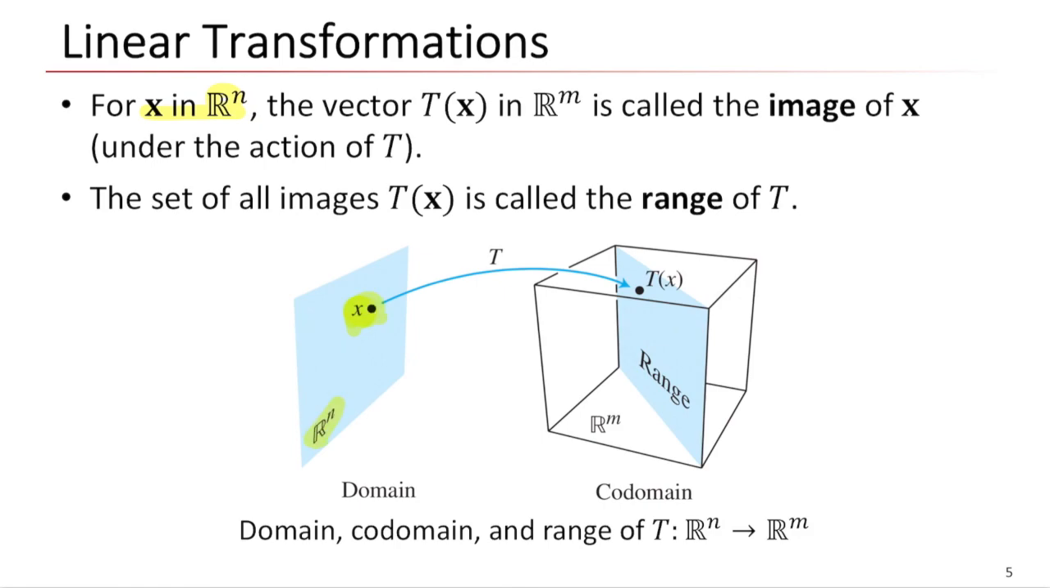Rn space, the input space, means the domain, right? Then the vector transformed by the transformation T here is called the image of vector x. Image of vector x. So this point is called the image of vector x.